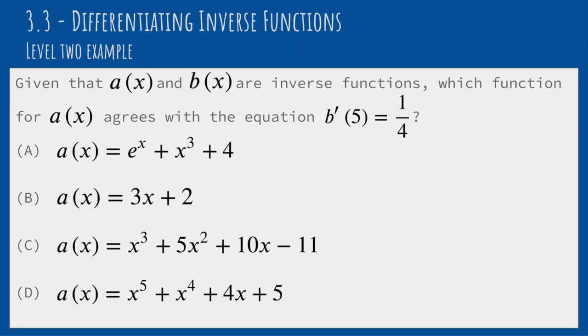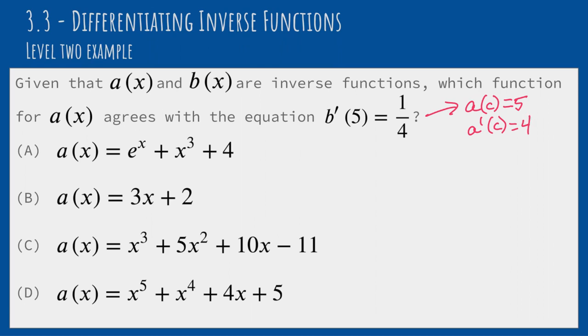Hello, Mr. Betts here. We have a problem with differentiating inverse functions. It's a multiple choice problem, and it tells us that a and b are inverse functions of each other, and we want to know which one agrees with this equation: the derivative of b at 5 is going to be 1/4. So essentially what that means is we're looking for a point on a where a of some number is equal to 5 and a prime at that number is equal to the reciprocal of 1/4, which is 4.